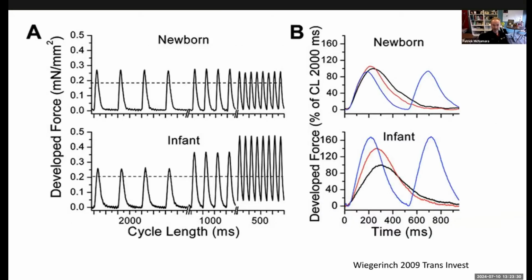This is a study looking at the effect of heart rate on myocyte contractility. As the cycle length decreases, as the patient gets more tachycardic, the older infant has a more positive response in terms of contractility than the newborn does. So we have to be very careful about persistent or extremes of tachycardia.